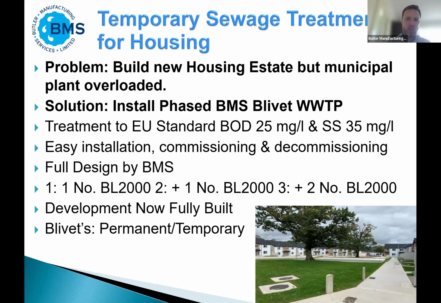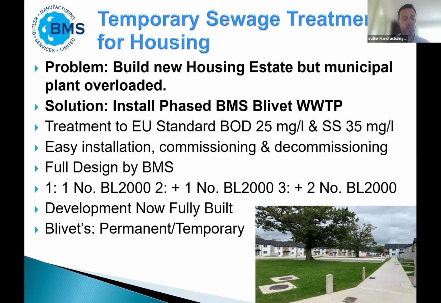What the engineers and developers wanted was a solution that was easy to install, commission, and maintain, and also decommission. They were very much focused on a solution that could be taken out after, and they could redeploy or sell on. So the full design was done by BMS in conjunction with the project engineers, and it was on a phase basis, so the costs could be spread, and the sewage treatment capacity could be increased as the housing was built. The development has been fully built for quite a few years, and the plant has been operating quite a long time now.